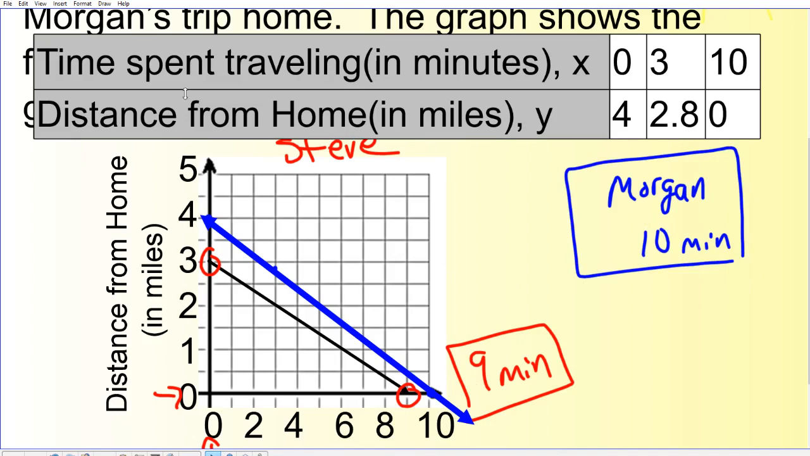Now, if you didn't graph this, if you're just looking at your table, you could use that same logic. Okay, so time spent traveling. In 0 minutes, at the very beginning, Morgan was 4 miles from home. And you look, well, when was the distance from home for Morgan 0? When is she standing at her house? And the answer is, well, right here. That's 10 minutes later. So 10 minutes, she's at home. For Steve, 9 minutes, he's at home. Okay? So this is a fairly easy lesson. It's just mostly looking at the charts and graphs and trying to recognize these features, the slopes and the intercepts and whatnot.